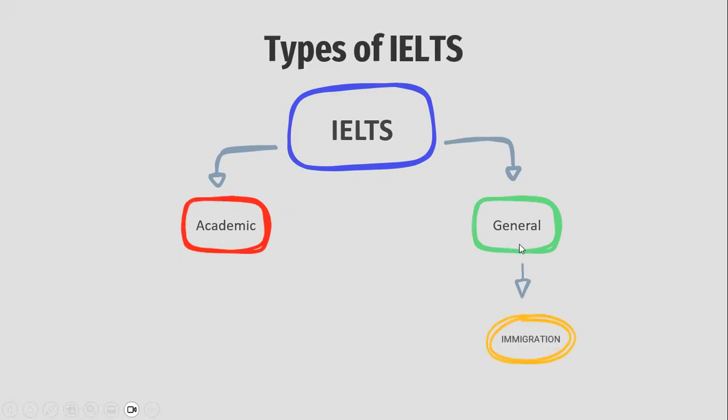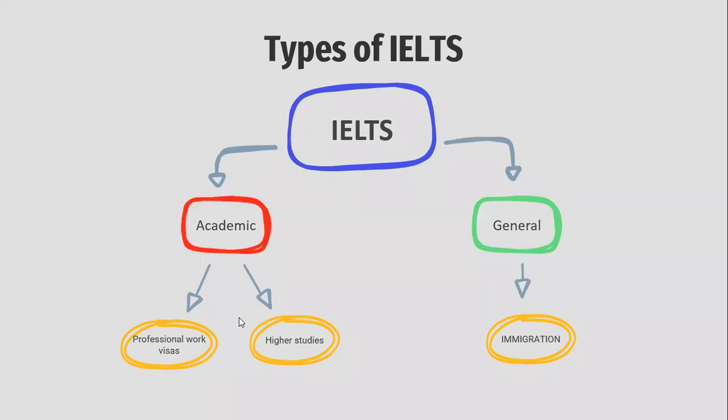When it comes to the general test, it is most of the time required, for example, for immigration. However, the academic test is required for higher studies or for professional work visas. For example, when you want to travel, sometimes they ask you to provide the academic test. For teachers who are not teaching English, for example, if the teacher is teaching Arabic or Islamic studies, usually they do the general test. They don't go for the academic because the general test is easier. That's what we're going to talk about later. But it is easier, and that's why people usually do the general test.